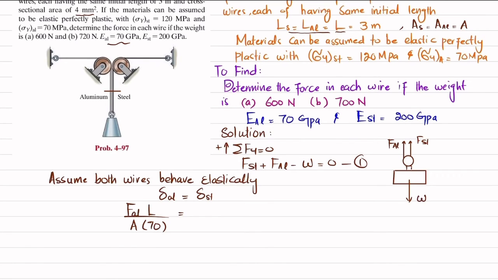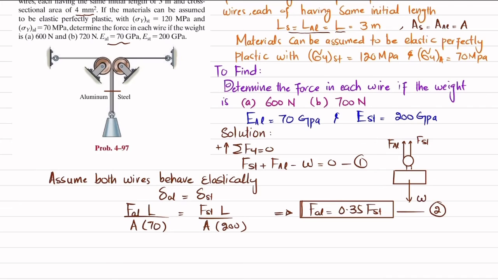Similarly, change in length of steel is F of steel into length divided by area of steel into modulus of elasticity, which is 200. If you solve for force in the aluminum wire, F aluminum will be equal to 0.35 times F steel. Now we will solve it for part 1. Let this be your equation number 2.